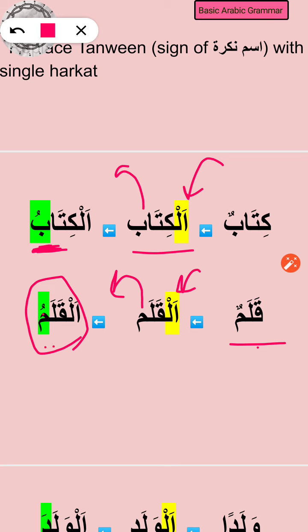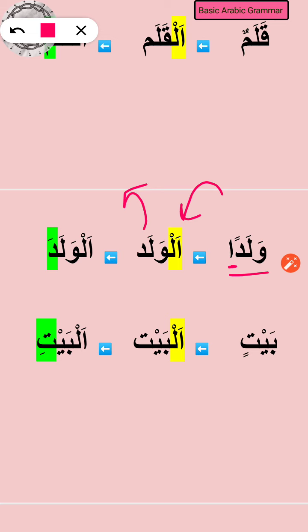Notice the post tanween alif, and then al gets in, tanween gets out, and then we replace it with a single harakat of the same Arab. So this is single zabar. Notice here that I did not add this post tanween alif here.